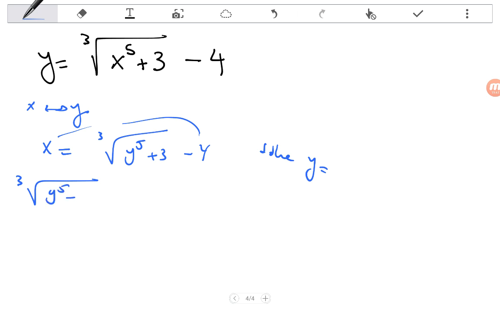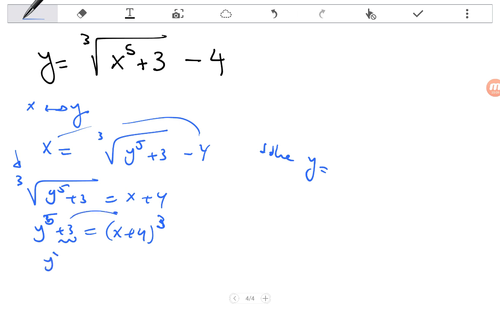The cubic root of y to the power 5 plus 3 is equal to x plus 4. Now I want to get rid of this cubic root. How would I get rid of it? By its inverse, which is power 3. I will take power 3 on both sides, so that will be y to the power 5 plus 3 equals (x plus 4) all to the power 3. Now I want to get rid of this 3, so I take it to the other side. That will be y to the power 5 equals (x plus 4) all to the power 3 minus 3.